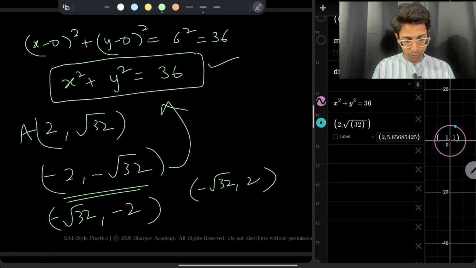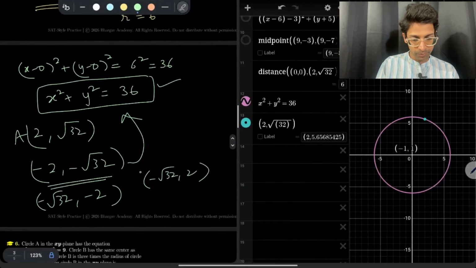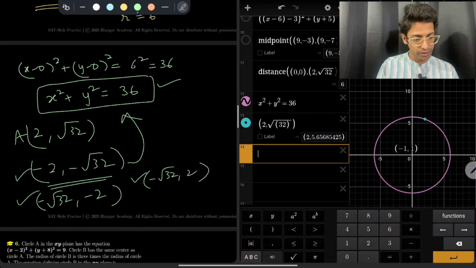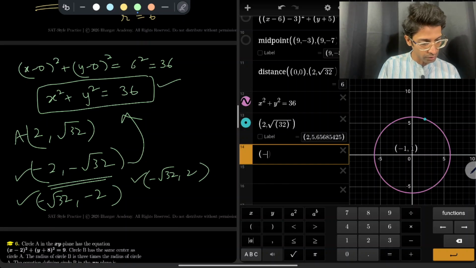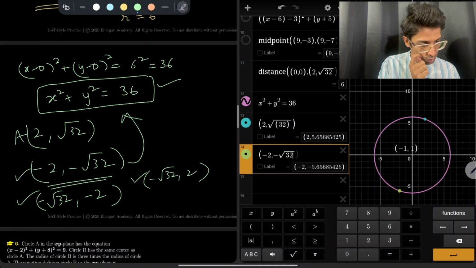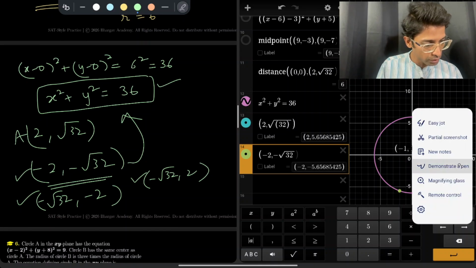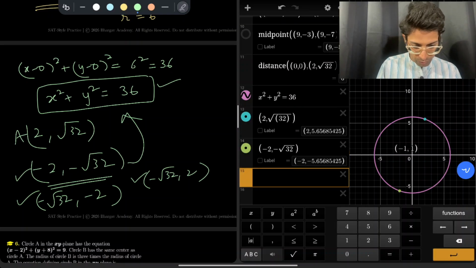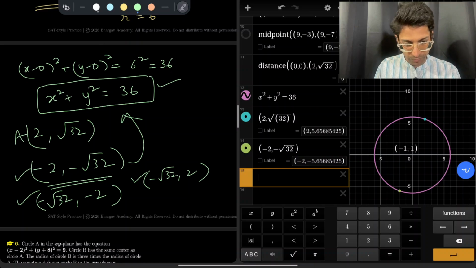Now these are the possible options, and what you need to do is figure out which of these points will give you the point B. So let's substitute one by one and see which is coming out to be point B. Minus 2 comma minus square root of 32. No, if you look here, this is not going to give us 90 degrees. A, C, B is not coming out to be 90 degrees. So let's go to the next point.